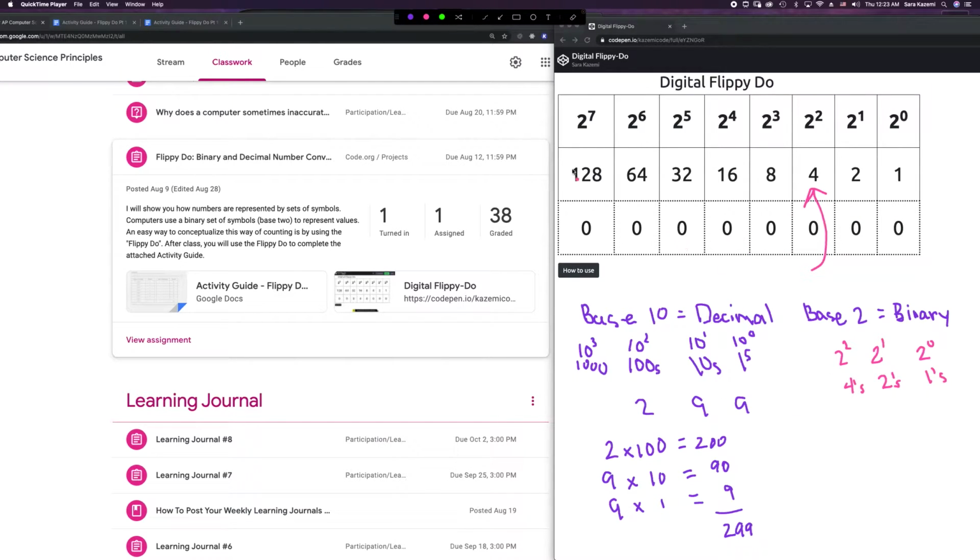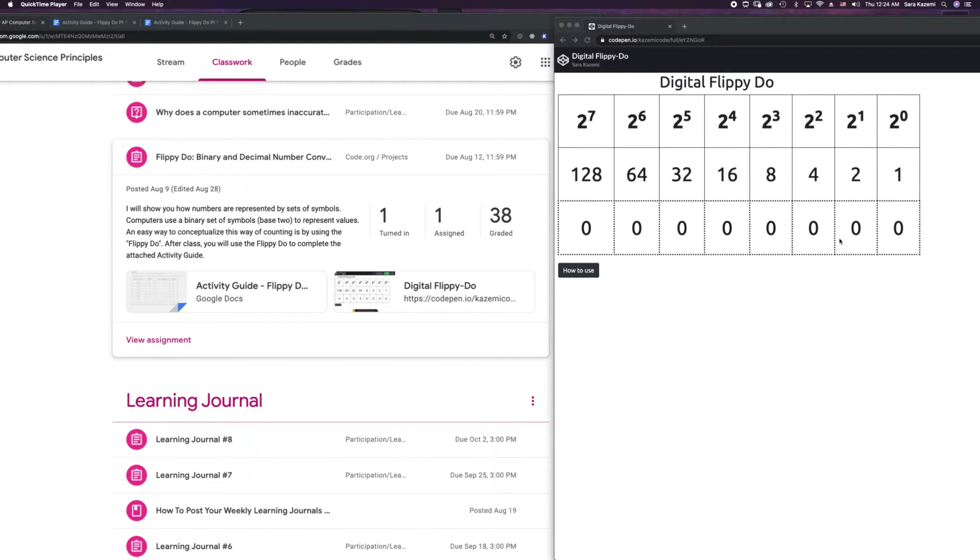So in the classroom, usually I would have everyone make a paper version of this where we can flip things. Like you see zeros here, we could flip these to be 1 values, and I'll show you why that's so important. But since we're not in the classroom, you have this digital version linked here in Google Classroom that you can use. So this is what I'm going to be using to show you how to count in binary.